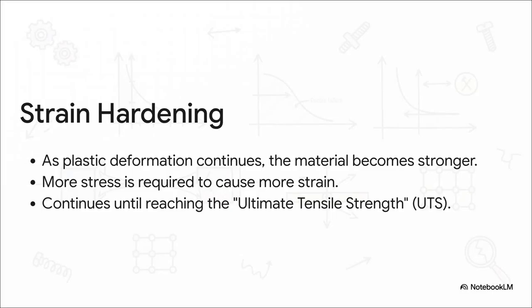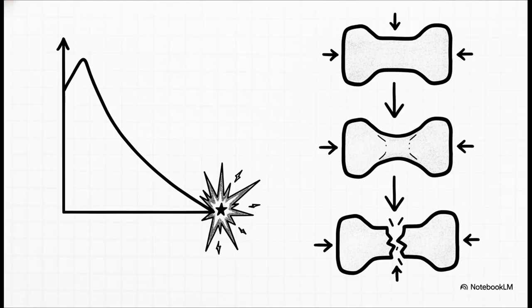Now this is where things get really interesting. As you keep stretching the material in this permanent plastic region, something kind of weird happens. It actually gets stronger. It's a process called strain hardening. Basically, the atoms inside are rearranging themselves, making it harder to pull them apart even more. This goes on and on until the material hits its absolute peak strength, a point on the graph we call the ultimate tensile strength, or UTS. After hitting that peak, well, the end is near.